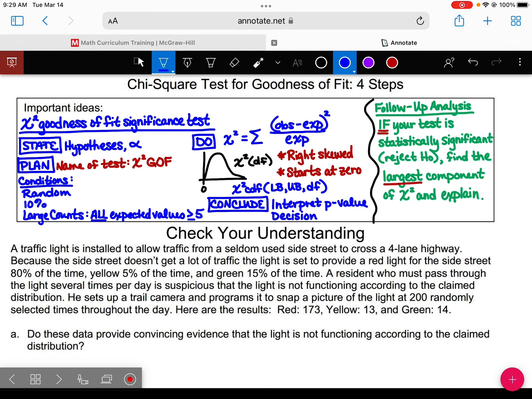Follow-up analysis is important if your results are statistically significant. So if you decided to reject the null, then you need to find the largest component of chi-squared. Which one was the farthest from expected? Which one is contributing the most to that chi-square score? And explain.